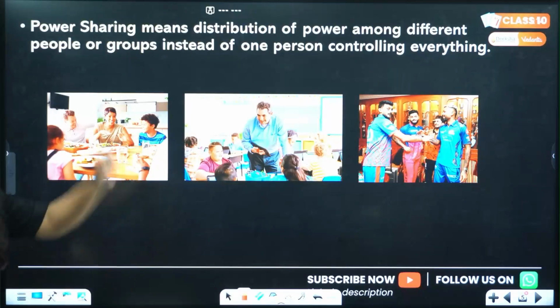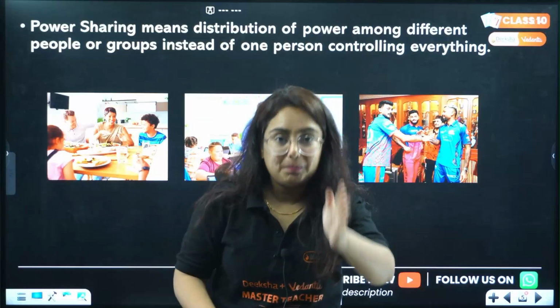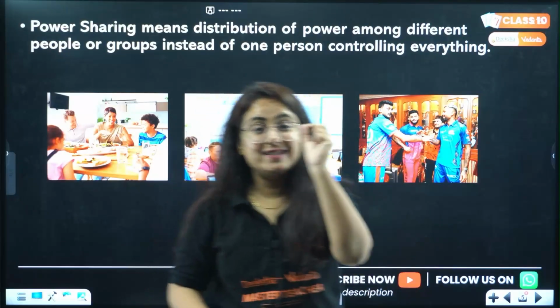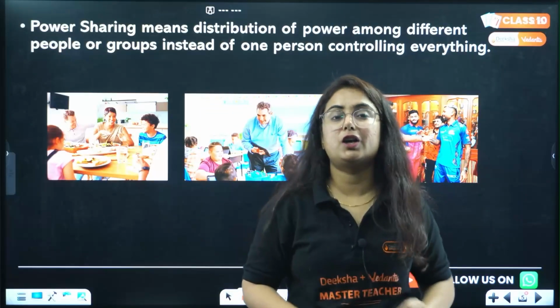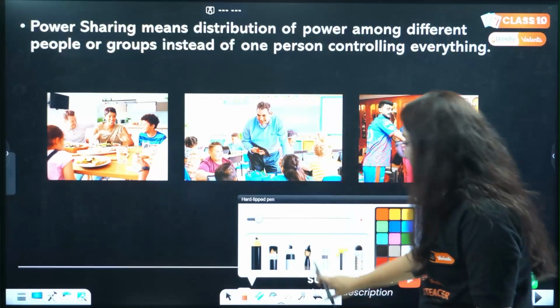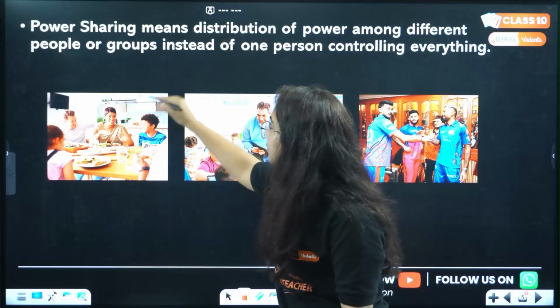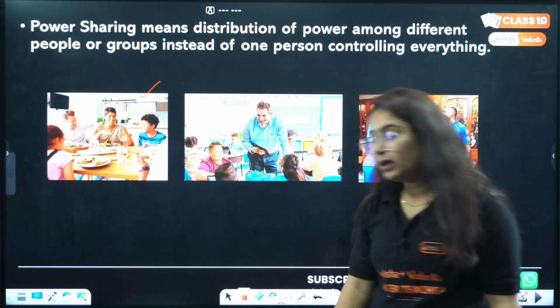Right? So power sharing means distribution of power among different people or groups instead of one person having control over it. Right? Let us start with basic examples which we see in our daily life. For example, let us look at a family. Right? What happens there?